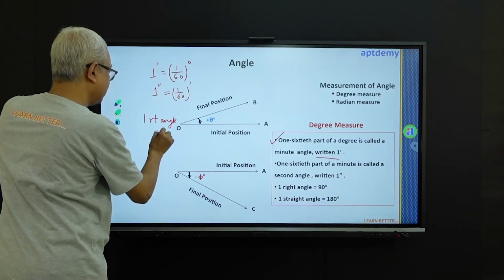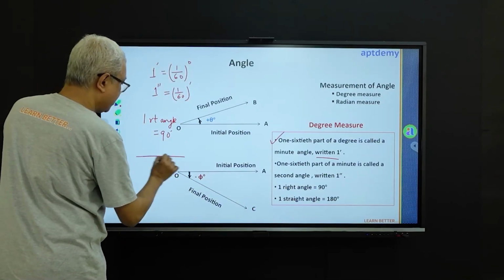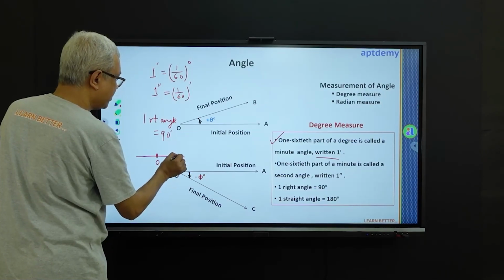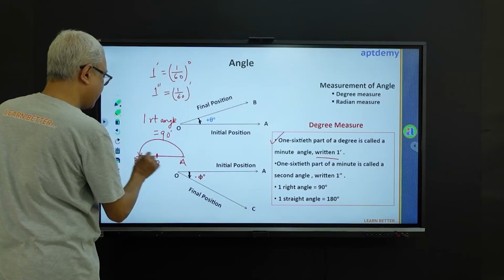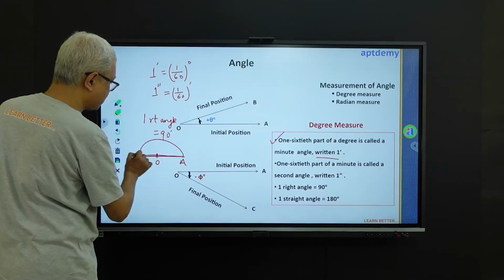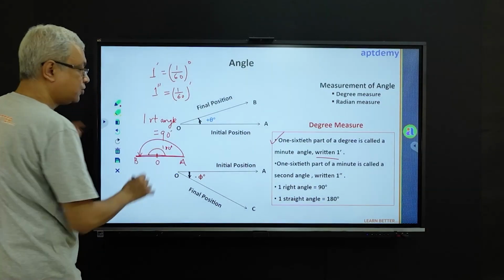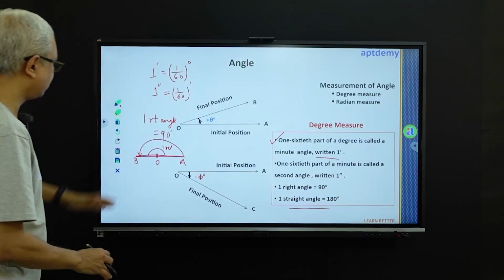And you know one right angle is 90 degrees and one straight angle is 180 degrees. Say the line A moves and comes back to position B in such a manner that AOB is a straight line, then this angle is called 180 degrees and this 180 degree angle is called a straight angle. Okay, these are also known to you.